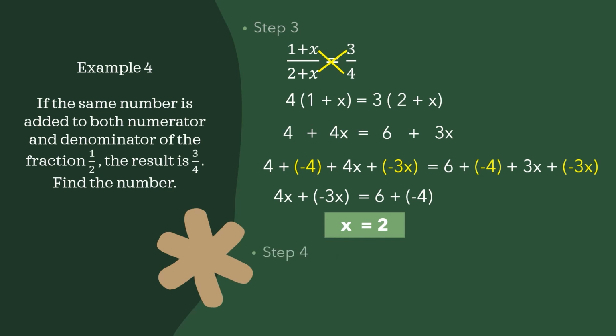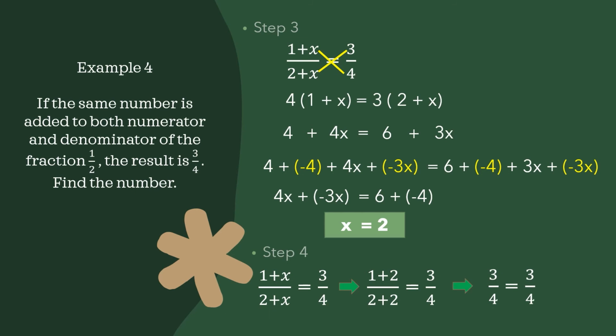Step 4. Check your answer by substituting the given. So our original equation will be 1 plus x over 2 plus x is equal to 3/4. Substituting the value of x by 2, we have 1 plus 2 over 2 plus 2 equals 3/4. Therefore, 1 plus 2 is 3 and 2 plus 2 is 4. 3/4 now is equal to 3/4.